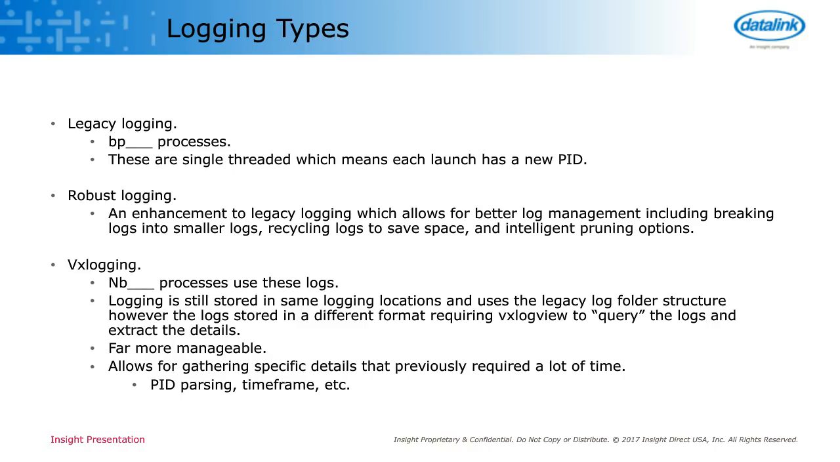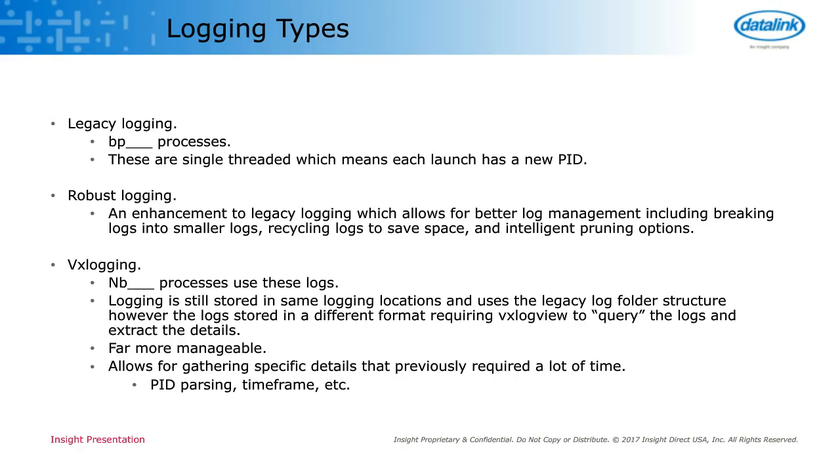The third type is VX logging, and this was implemented with release of NetBackup 6.0 and has continued to evolve. These are the newer processes, the NB processes. And this is more of a database type logging. We're going to log into a database. We're going to store the record for each log entry in these databases, and we're going to use a tool to pull it out. They're still stored in the same location based on the process name. It's just that the structure of the log changes, and we'll see some examples of that as we get into this.